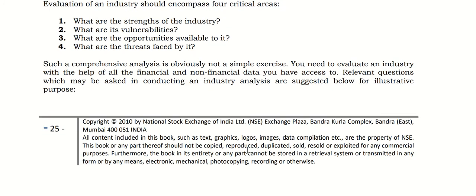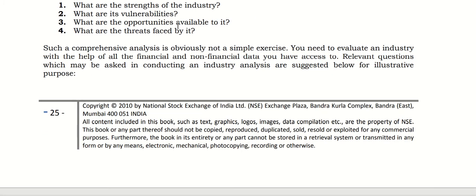So other than this, to understand the industry, you can do SWOT analysis also. In SWOT, you will identify the strengths of the company, vulnerabilities, opportunities available, and threats.